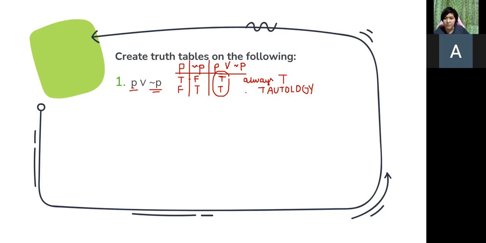Let's have an example. Ang proposition ko ay, I am a girl. I am a girl or I am not a girl. This sentence is true, is always true. In Tagalog, babae ako o hindi ako babae. Yun lang naman yun eh. Kaya nga, or.